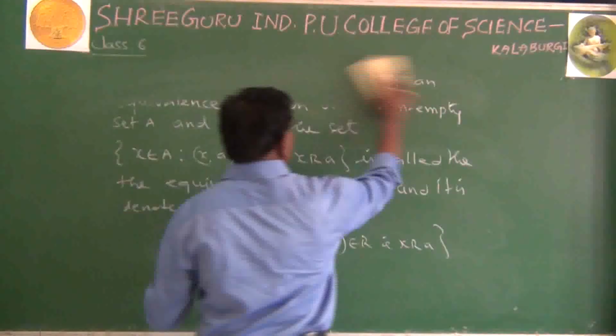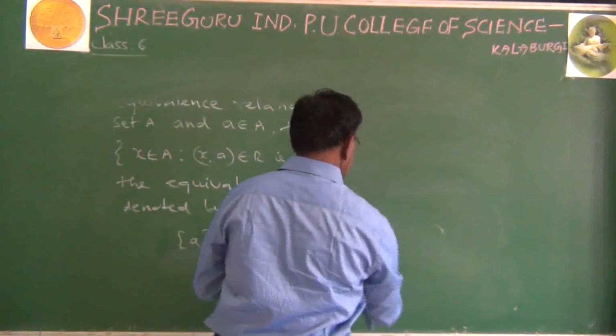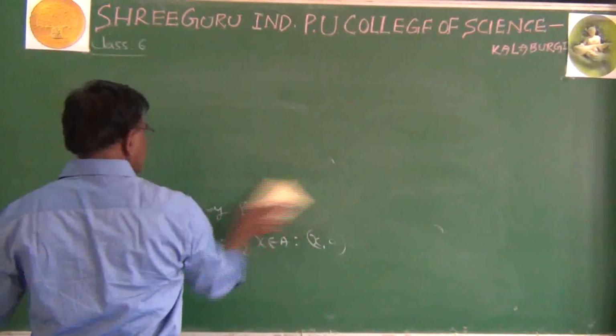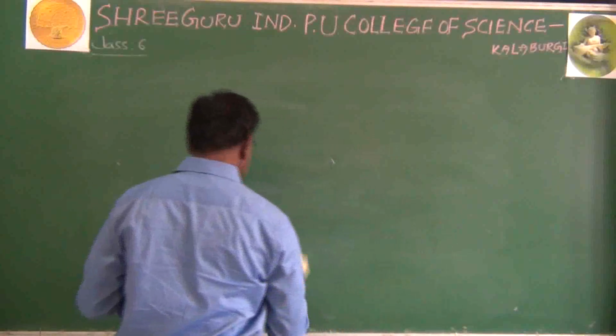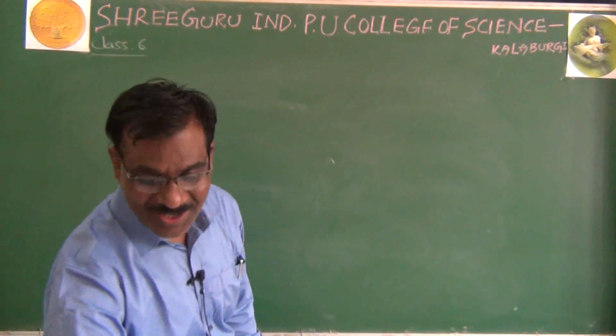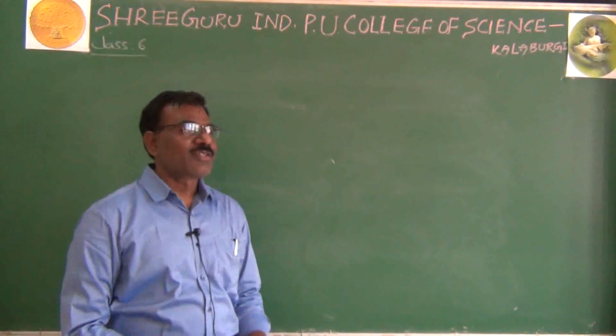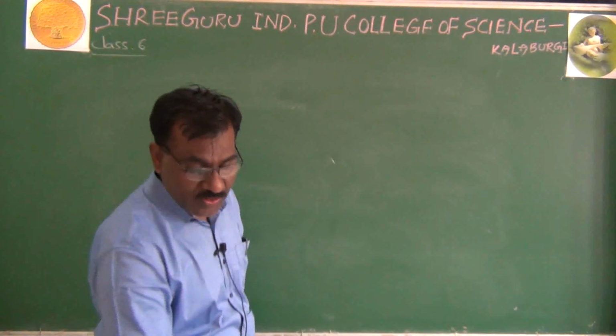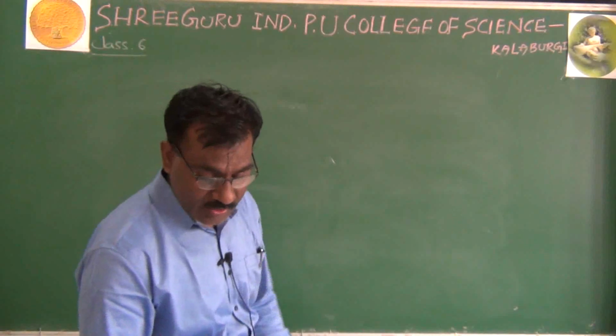So I will give you one problem. What is the equivalence class? But the equivalence class must be a set only, not ordered pairs. It is a defined set. So one example I will explain.